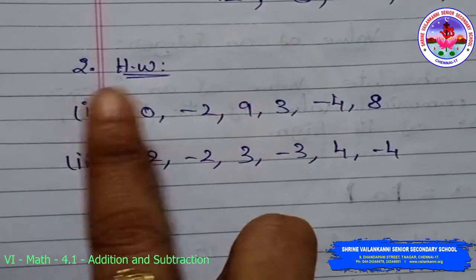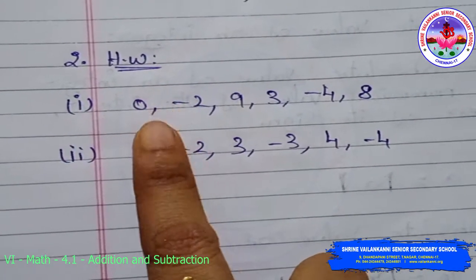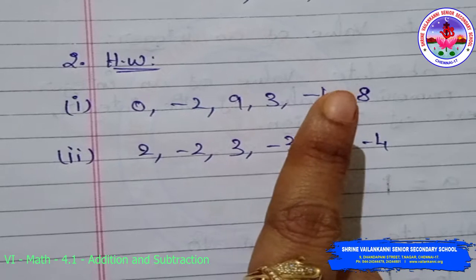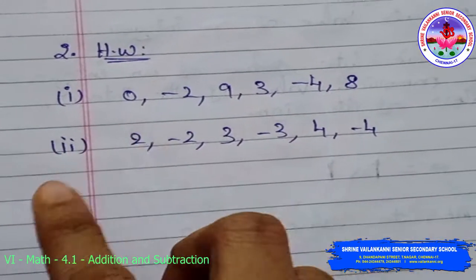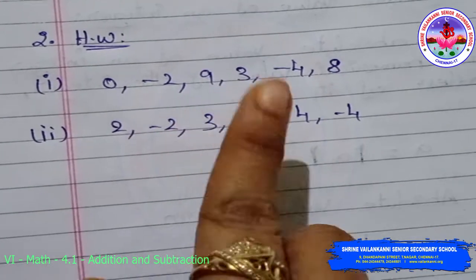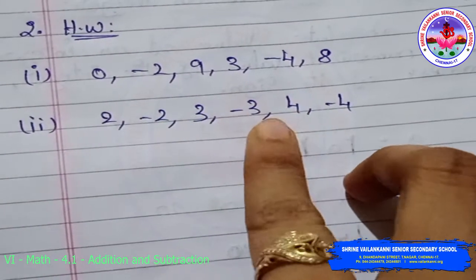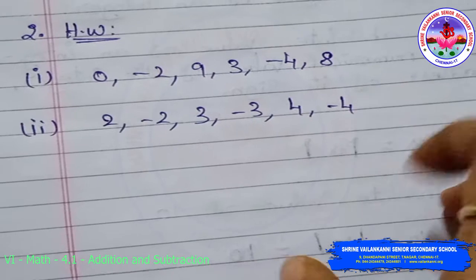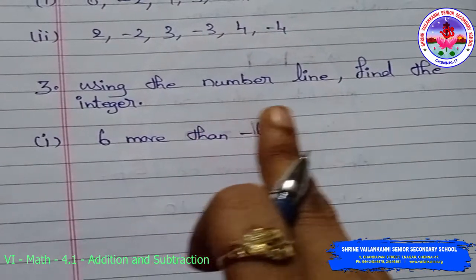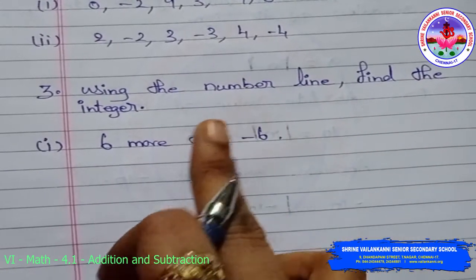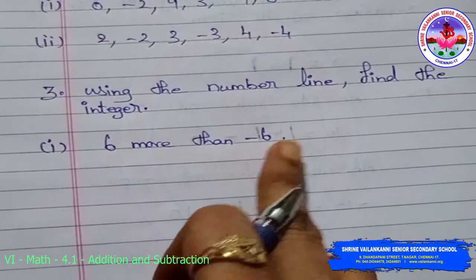Second question, homework sum. The first one is 0, negative 2, 9, 3, negative 4, positive 8. The second one is positive 2, negative 2, positive 3, negative 3, positive 4, negative 4. Next, third question. Using the number line, find the integers. The first one is 6 more than negative 6.